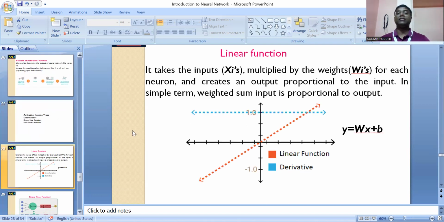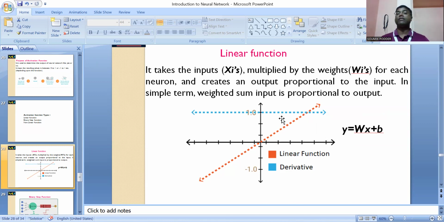So the linear function I had already shown you, but still I have elucidated y equals wx plus b. It is a simple mathematical equation of a straight line, y equals mx plus b. M, or the weight, is basically the slope, x is the input signal, and b is the bias. That's why the red line represents this linear function. If I take the derivative, dy/dx, it becomes a straight line.